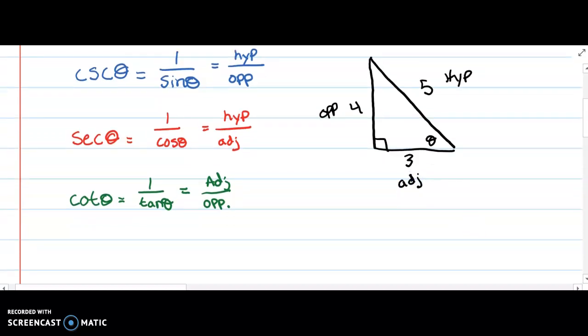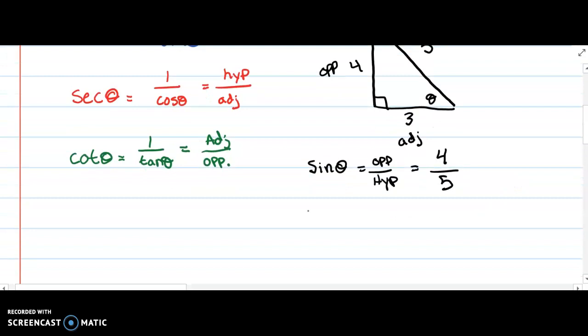Okay, so let's find the cosecant. Let's start by just thinking about sine first, though. So sine of theta is equal to the opposite over our hypotenuse. Okay, so here our opposite is equal to 4. Our hypotenuse is 5. So there's our sine of theta. Okay. Well, cosecant is the reciprocal of sine. So our cosecant of theta would be 5 over 4.